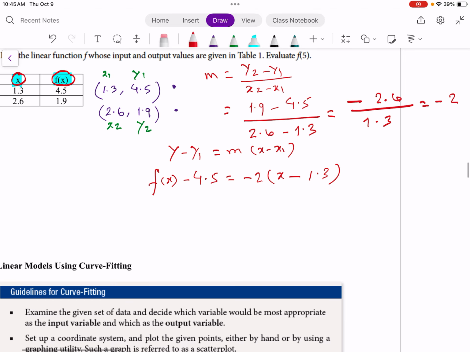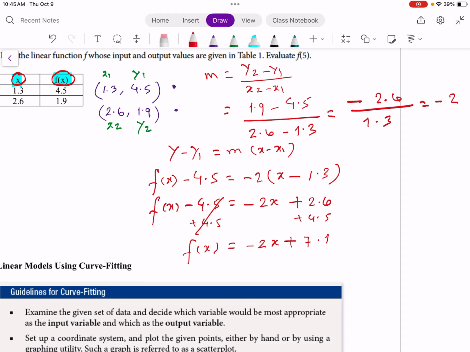Now let's solve this equation for f of x. So we have f of x minus 4.5. We distribute negative 2. So negative 2 times x is negative 2x. Negative 2 times negative 1.3 is positive 2.6. Now we add 4.5 on both sides. And f of x equals negative 2x plus, that should be 7.1. And this is the linear function for this given table.